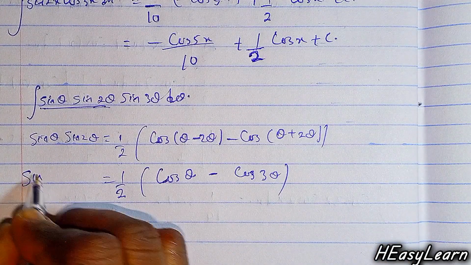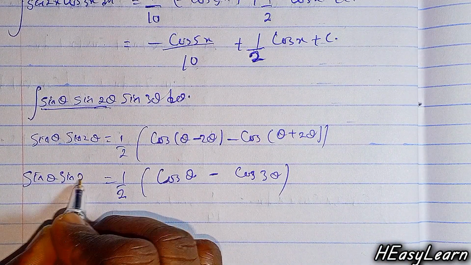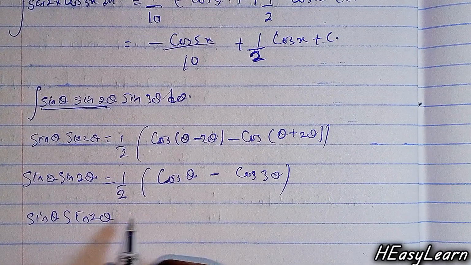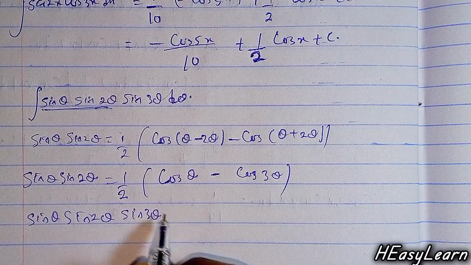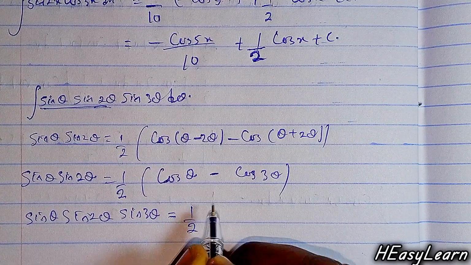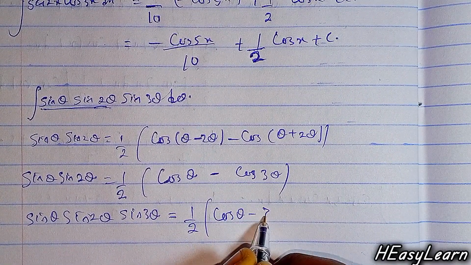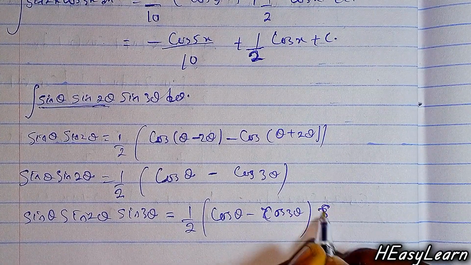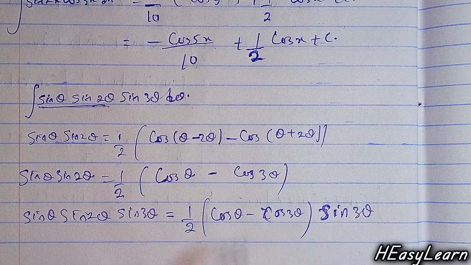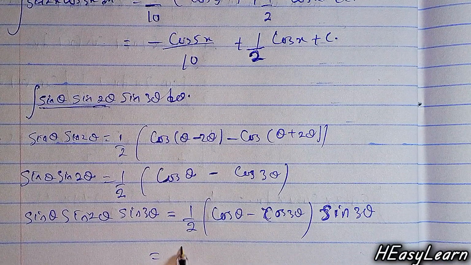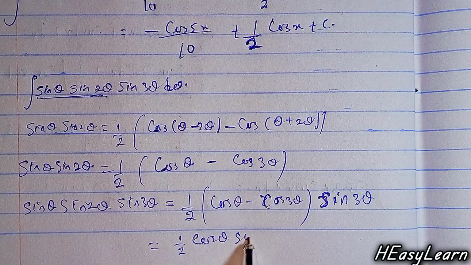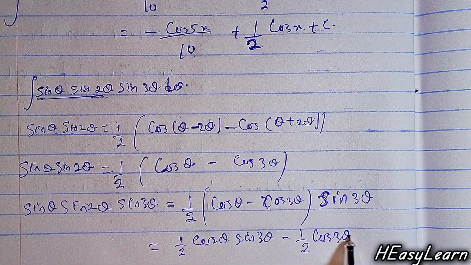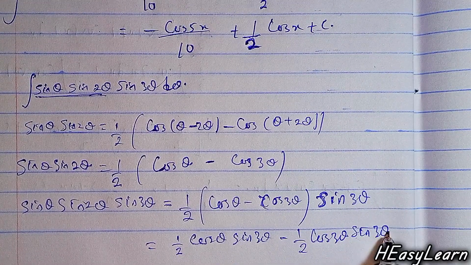This is the same thing as sin 2 theta sin theta. Sin theta sin 2 theta sin 3 theta will be equal to 1 over 2, cos theta minus cos 3 theta, multiplied by sin 3 theta. Open the bracket. This is the same thing as 1 over 2 cos theta sin 3 theta minus 1 over 2 cos 3 theta sin 3 theta.